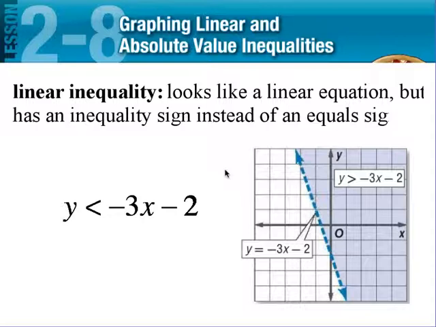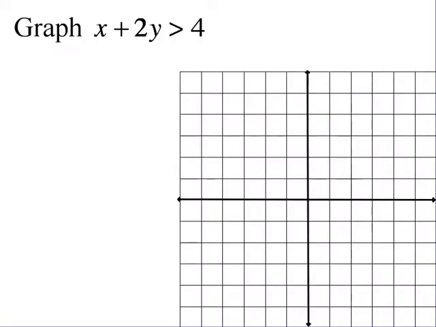And the thing with an inequality is that you don't just have a line as your answer. You actually have a shaded portion. And what that means is that any point in this shaded region will fulfill this inequality and make it true. So we're going to go ahead and look at how you can graph these by hand.